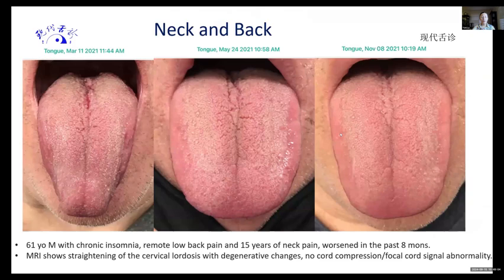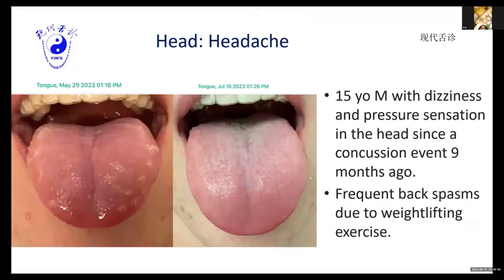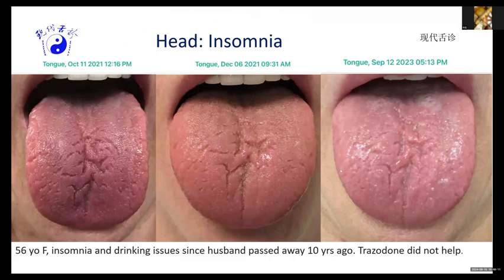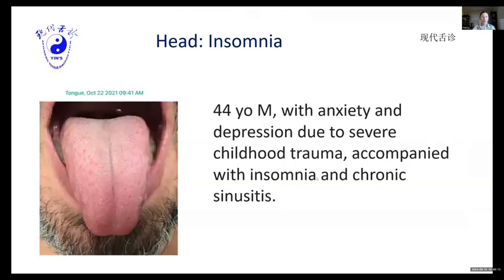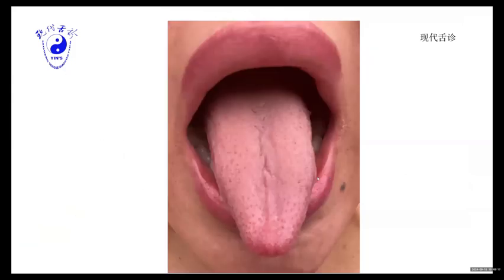Okay, so the question is, how confident am I when I look at the tongue? Are there some conditions where you feel very confident and some conditions where you're less confident when you look at the tongue to diagnose? Yeah, so you never ever assume.